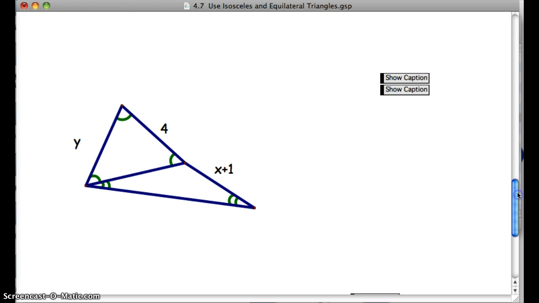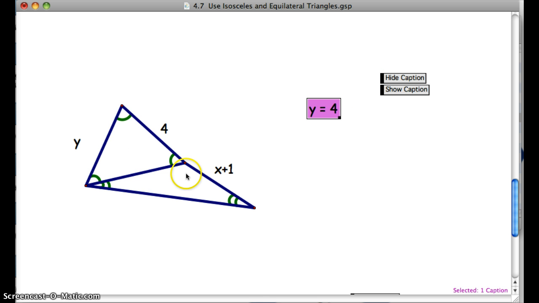So here's where we're going to apply these. Let's take a look here. We have what kind of triangle? That's right, it's an equiangular triangle, which therefore, because of our converse, we know is an equilateral triangle. With that being said, we know that all three of these sides are 4. So we know that y equals 4.